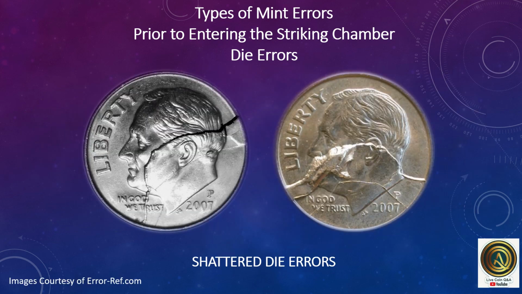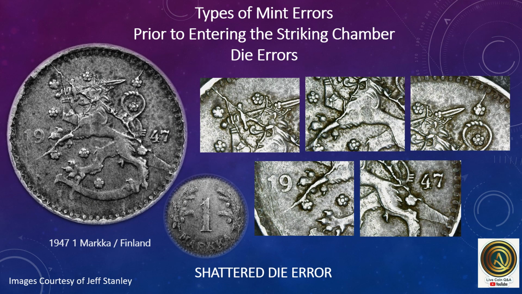Shattered dies. This is an extreme crack of a die, severely damaged at the end of its life. Two examples of Roosevelt dimes with shattered die errors. Here's another shattered die error on a Finland coin, 1947 1 marka. Here we'll see the die cracks running through the coin in all of these areas.